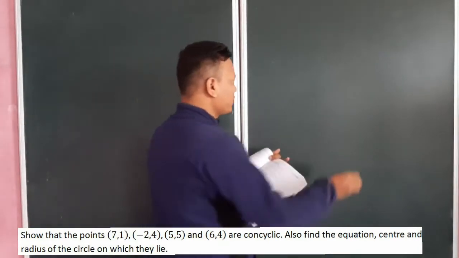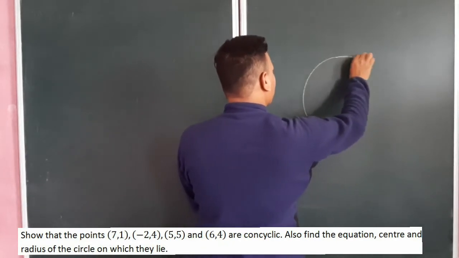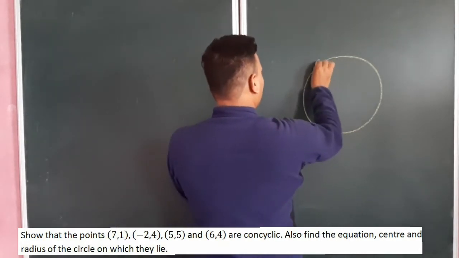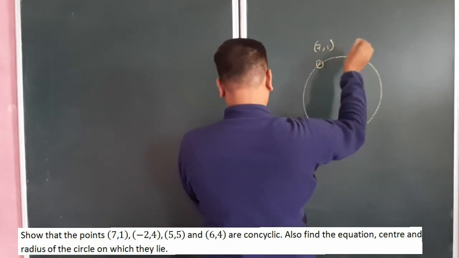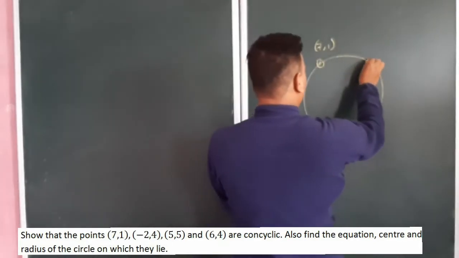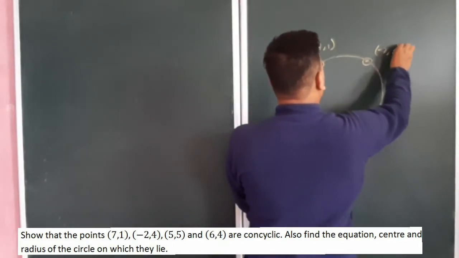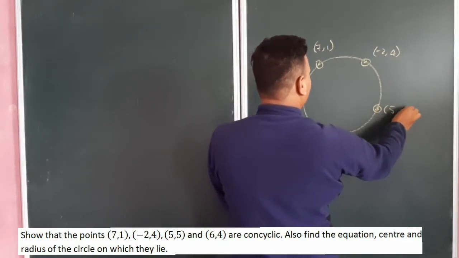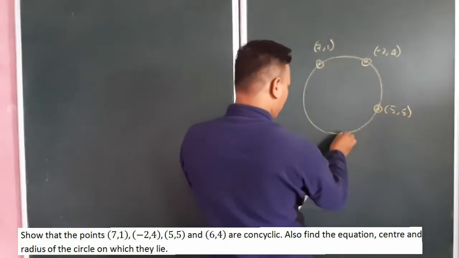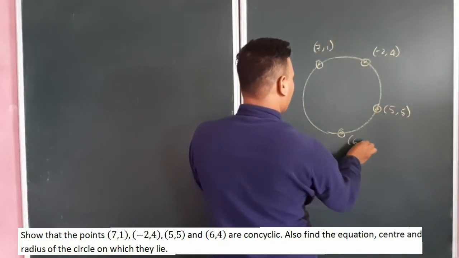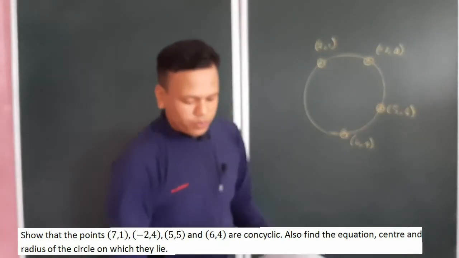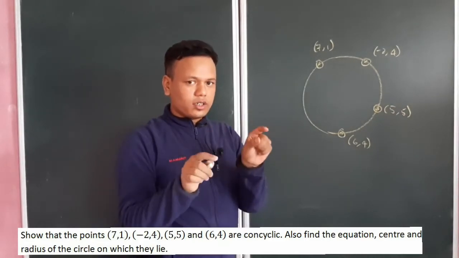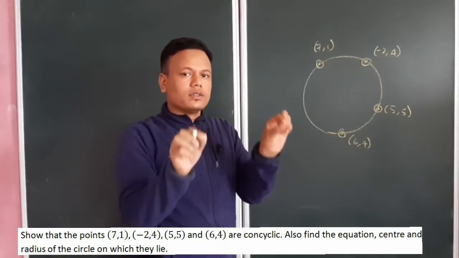Let's try to understand. So basically there's a circle given to you, okay, and there are 4 points given to you, and the 4 points are (7, 1), other point is (minus 2, 4), other point is (5, 5), okay, and the last one is (6, 4). Okay, so first we need to prove that all of these 4 lie on the same circle. Okay, so concyclic means the points are lying on the circumference.